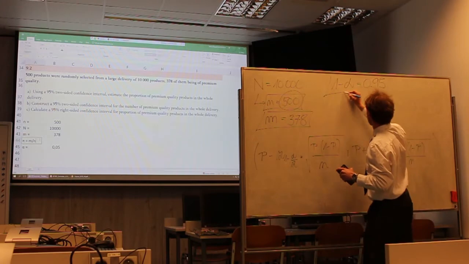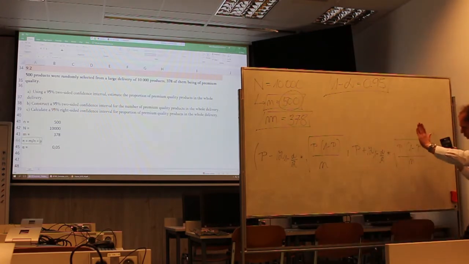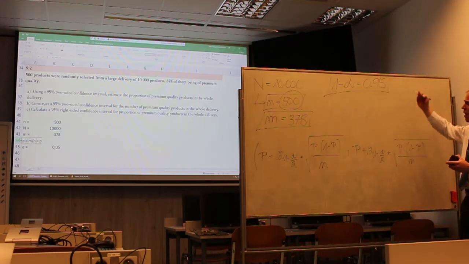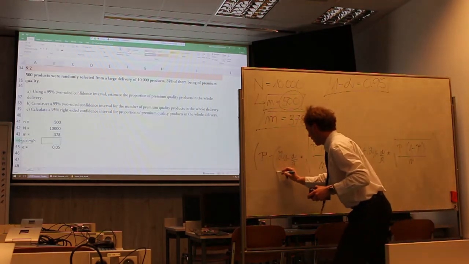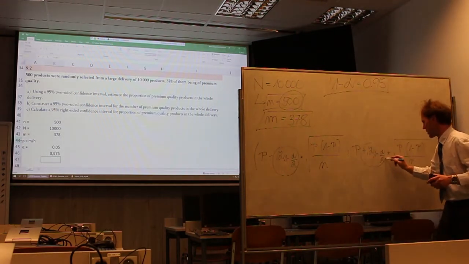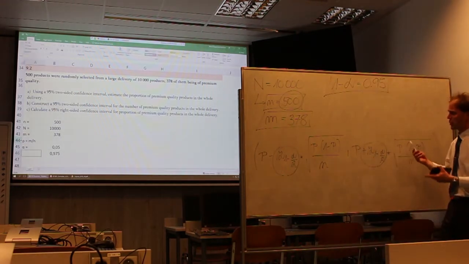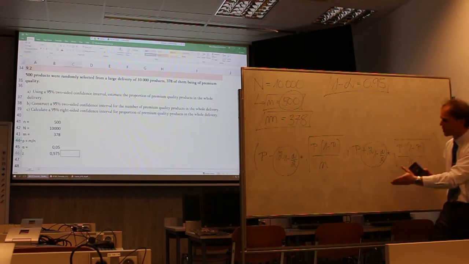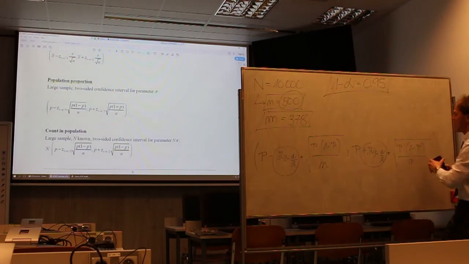We know that the confidence level is 95%, yes, 1 minus alpha. There is quantile 1 minus alpha divided by 2. We must share our power. Yes? This confidence level must be shared on the left side and right side.